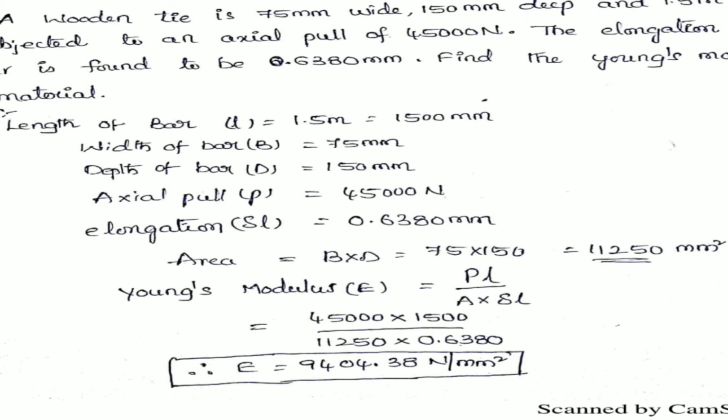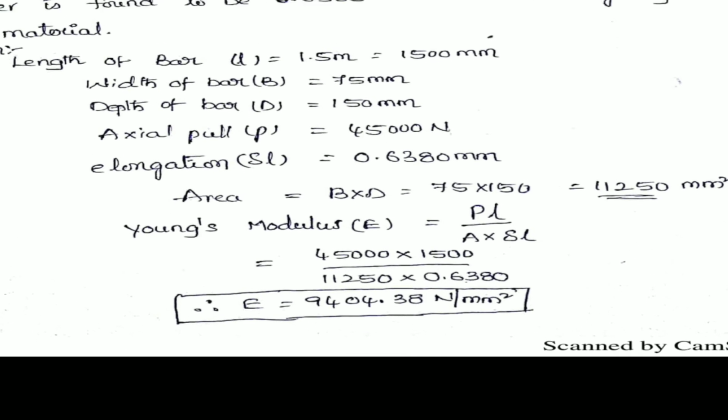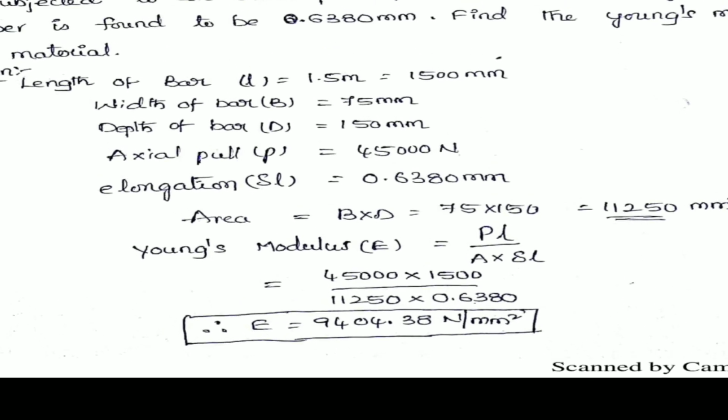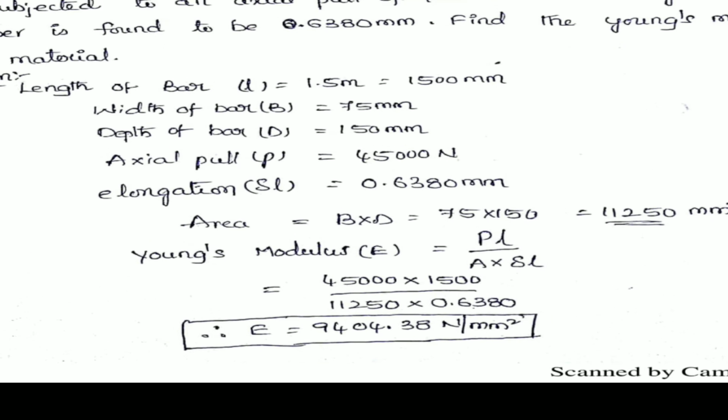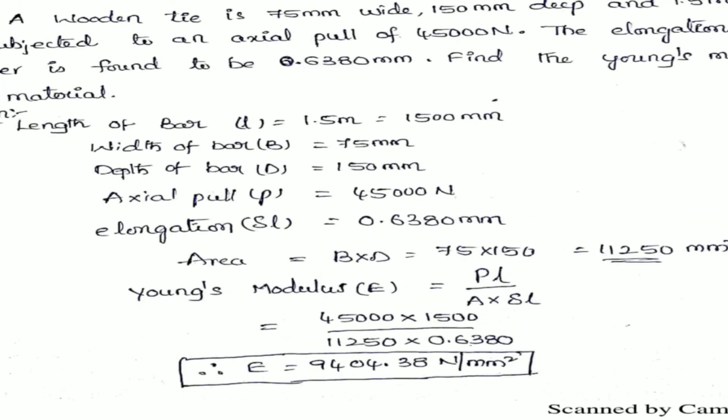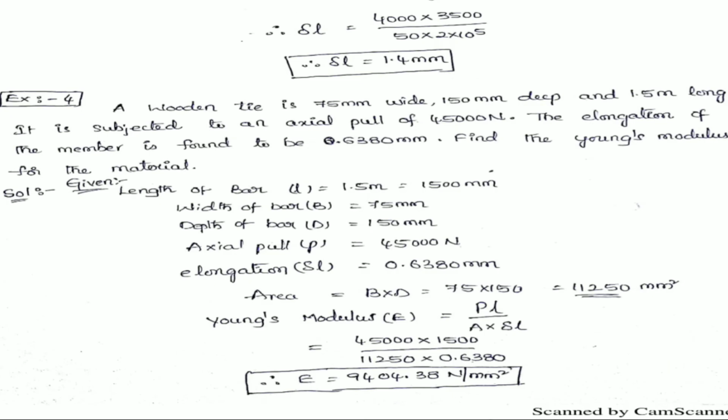That is 45,000 into 1500 by 11250 into 0.6380. Finally, capital E, Young's modulus, is found to be 9404.38 Newton per mm square. The above four problems are most important problems.